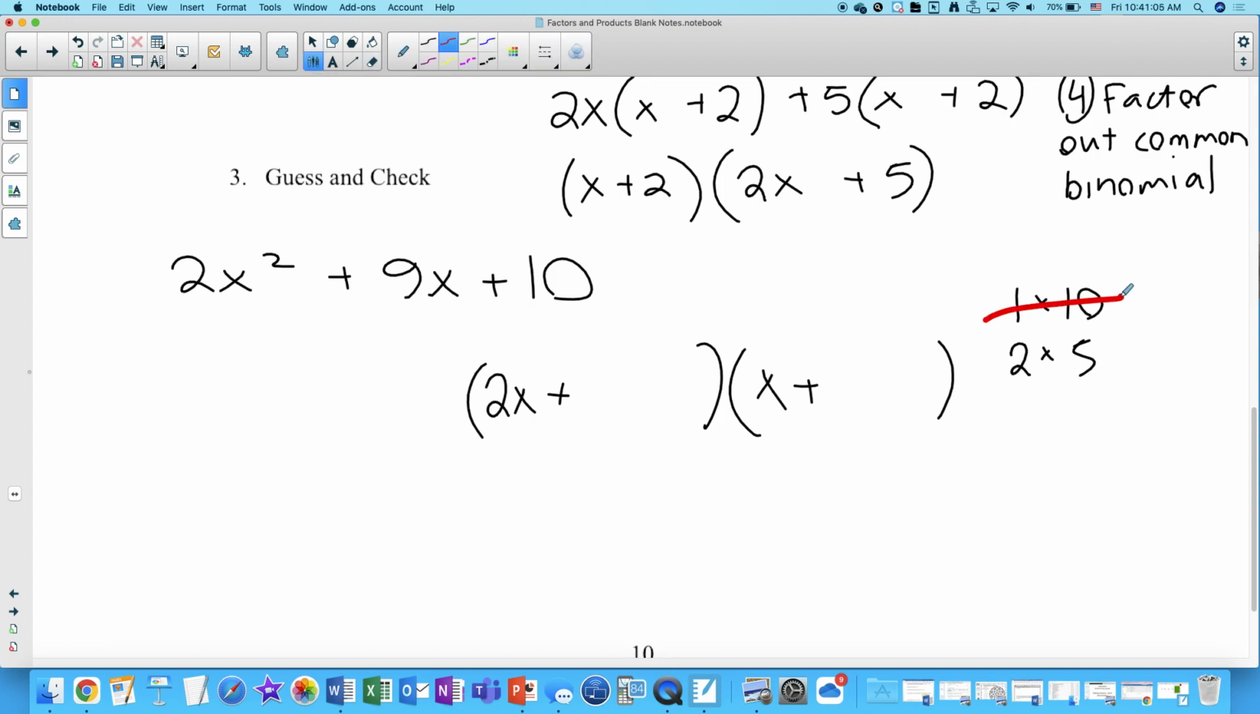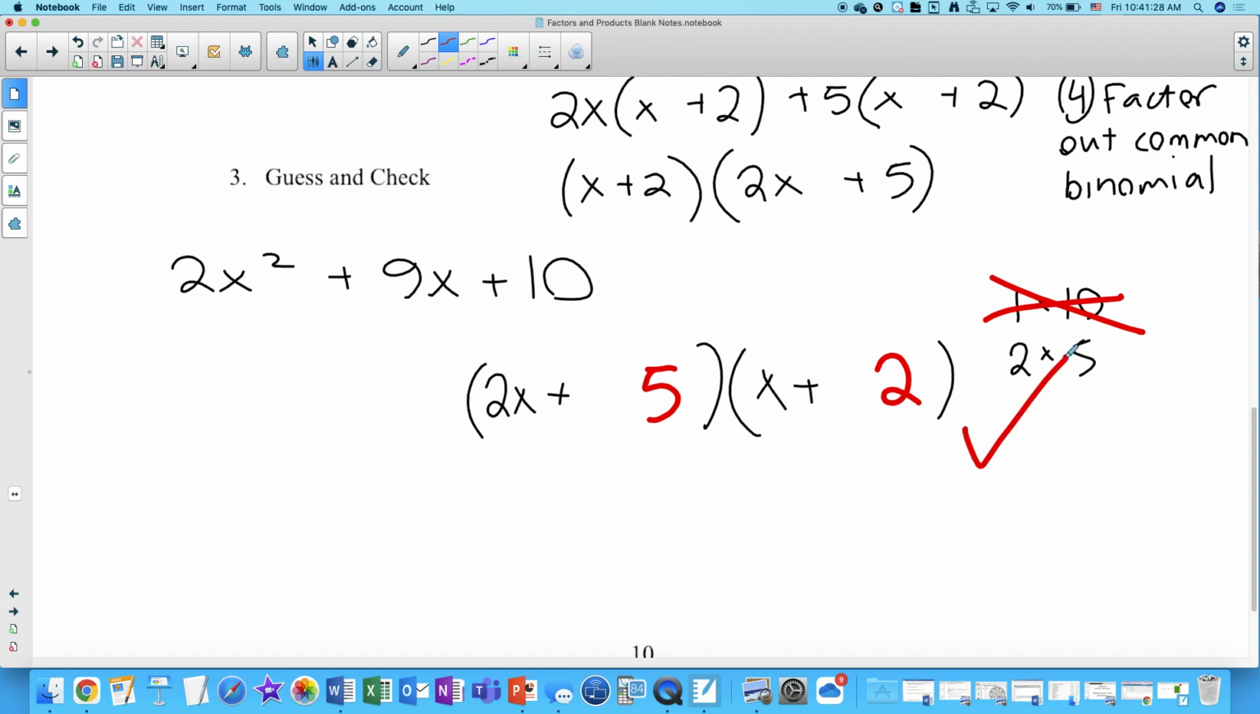And then we know, to speed things up, I'm going to put in the correct one because we already know what it is. I might test that one first. And then I'm doing 2x times 2 is 4x plus 5 times x is 5x. 4x plus 5x is 9x, and that's what I want. So that's correct. That's guess and check.